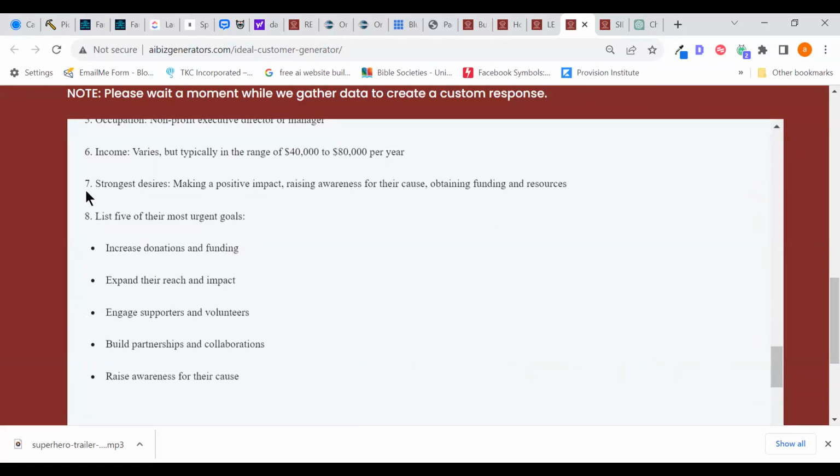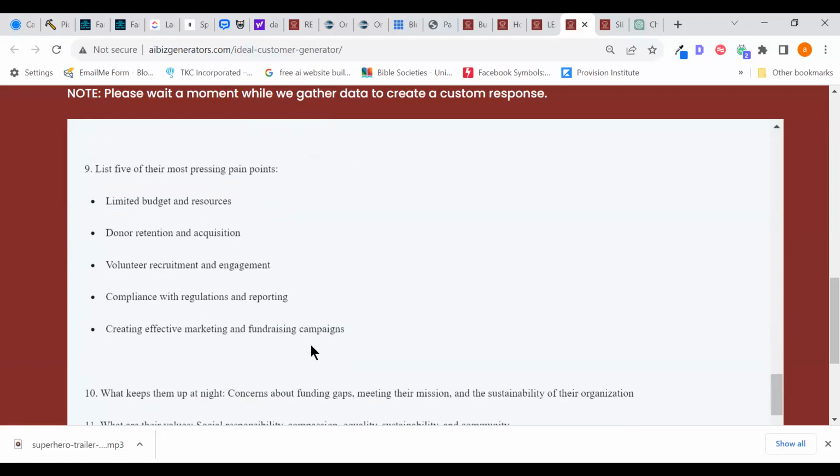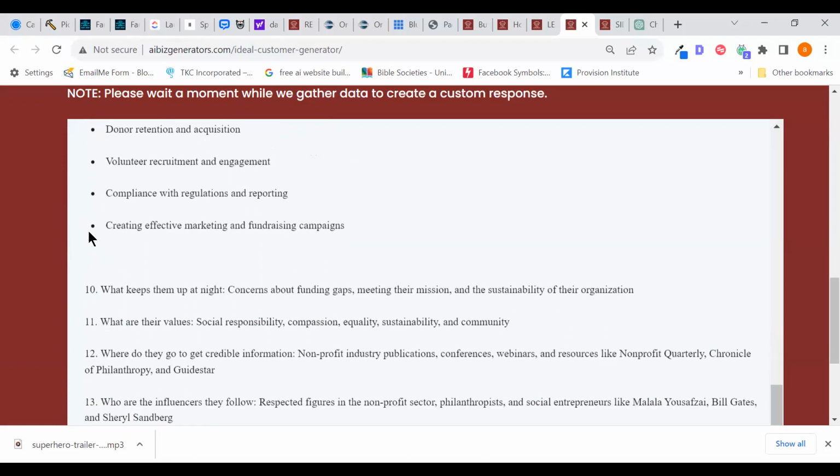When you know what your customer wants, that's the way you talk to your customer. It's also going to tell you their most pressing pain points. Budget is a concern, and if it's nonprofit, donor retention has nothing to do with what you're selling, but these are the things that they're concerned about. If you can relate your offer to their pain points, you can make a sell. And it goes on and on.